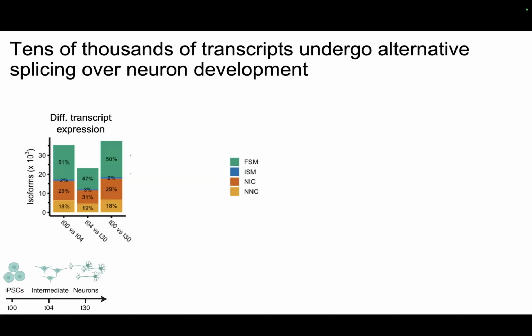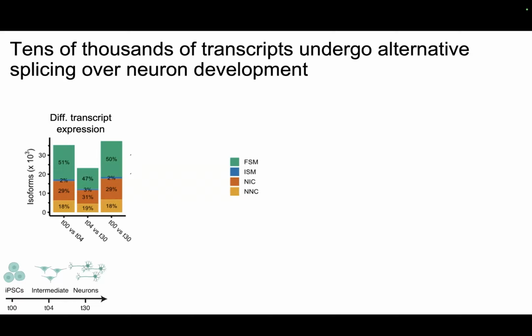The numbers correspond to the number of days in vitro that these cells are allowed to grow up. At time point 0, that's iPSC cells, and time point 30, that's mature neurons. And time point 4 days in vitro is something in the middle, like intermediate cells. And so we see the most differential expression between time point 0 and time point 30, corresponding to about 35,000 differential transcript expression events.